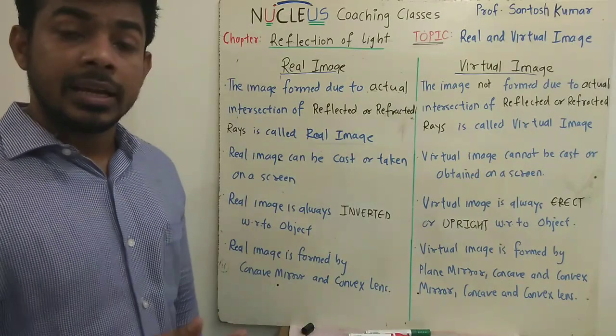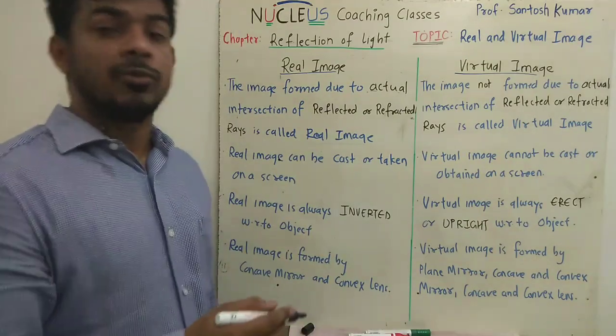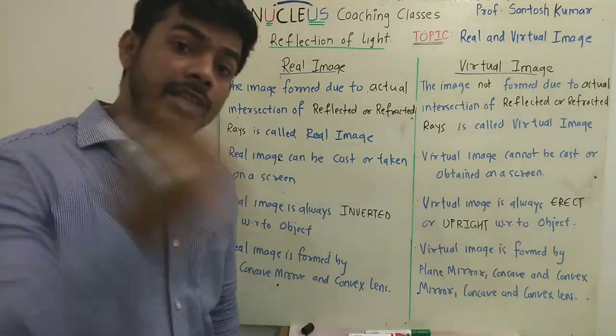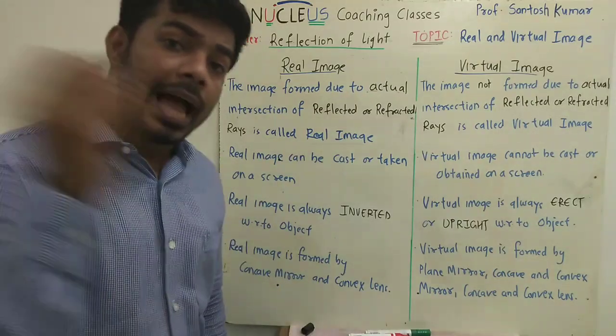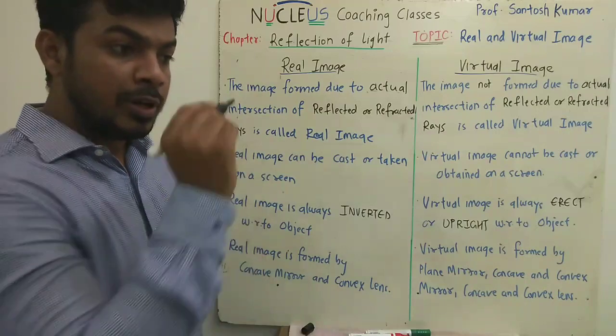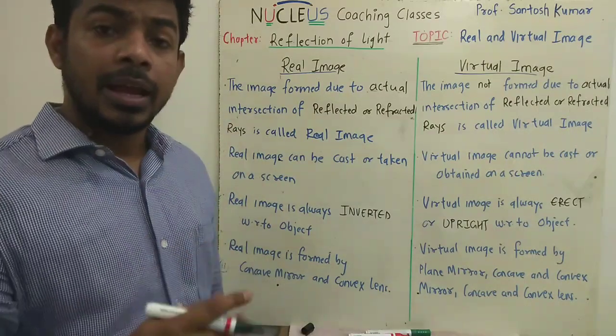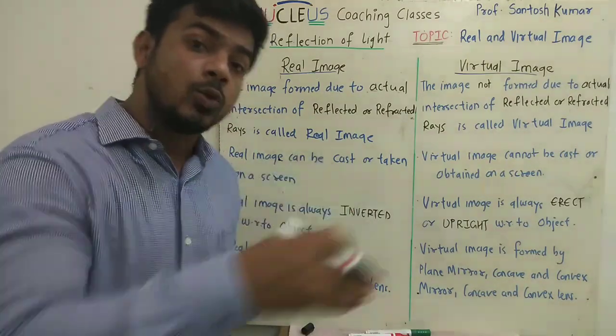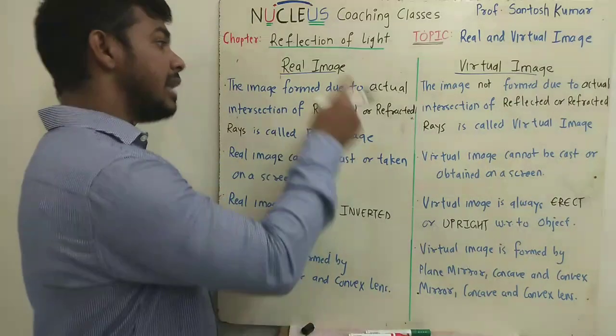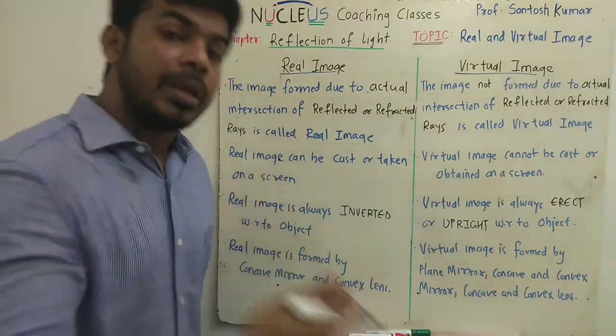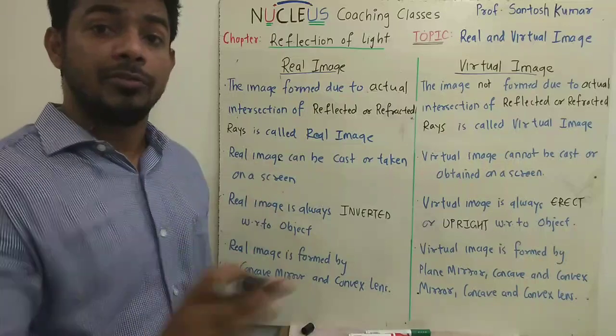But there can be a case where the rays after reflection from a mirror or the rays after refraction from a lens do not actually meet at a point. So what we do, we just extend them and we make them appear to meet. Remember, the rays actually meeting or appearing to meet, these are two different cases.